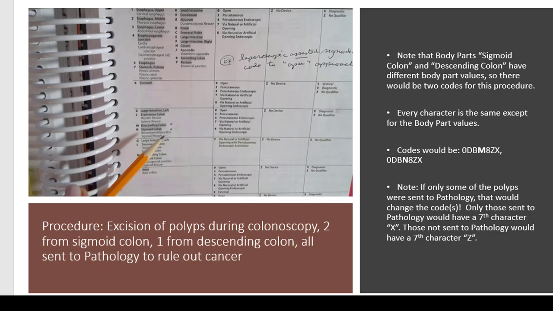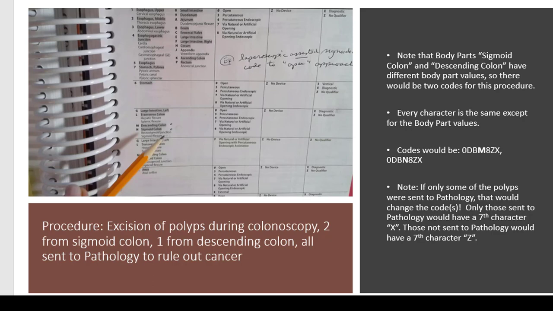Things can be removed and aren't diagnostic. So really you have to read the operative report to find out what the doctor's intent was. And in this case, we were told they were sent to rule out cancer. But I also wanted you to note there on the right-hand side of the screen, the last paragraph, if only some of those polyps were sent to pathology, that would change your code.